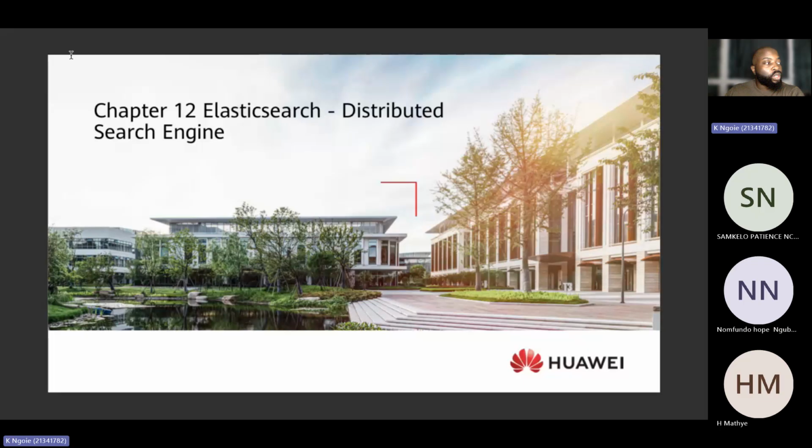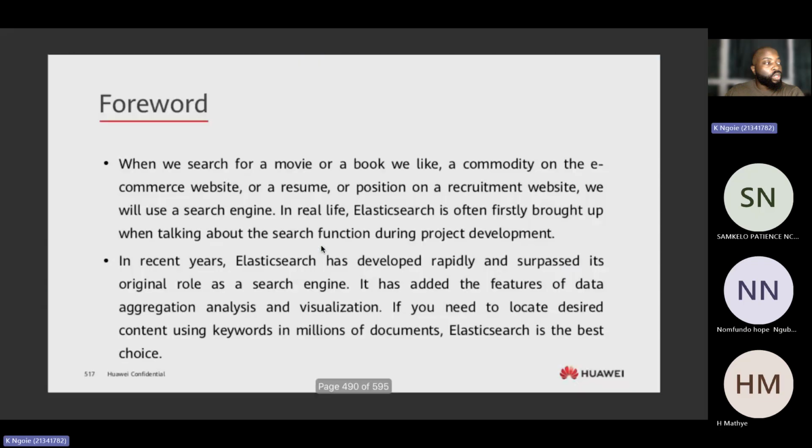Okay. So this is just a search engine. Can anyone give us an example of a search engine that you know? Do you have an example of a search engine? Do you know any search engine? Google? Anybody?